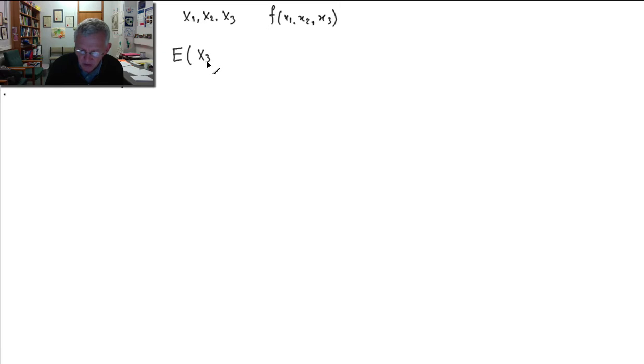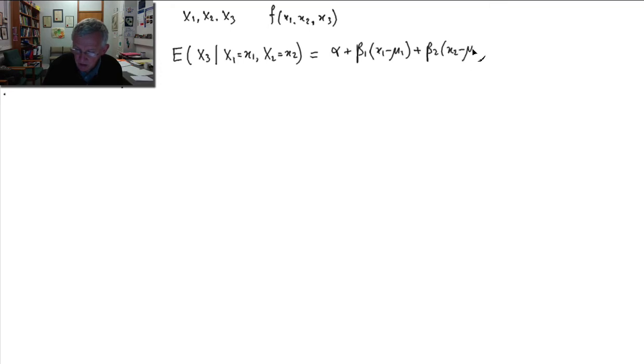and we're also given a formula for the conditional mean of the random variable x3, conditioned on the random variable x1 being fixed to be little x1 and x2 to be fixed at little x2. And the formula is as follows. It's a parameter alpha plus a parameter beta1 times the value x1 minus mu1 plus beta2 times x2 minus mu2. And the mu i here just happen to be the means of x1 and x2.